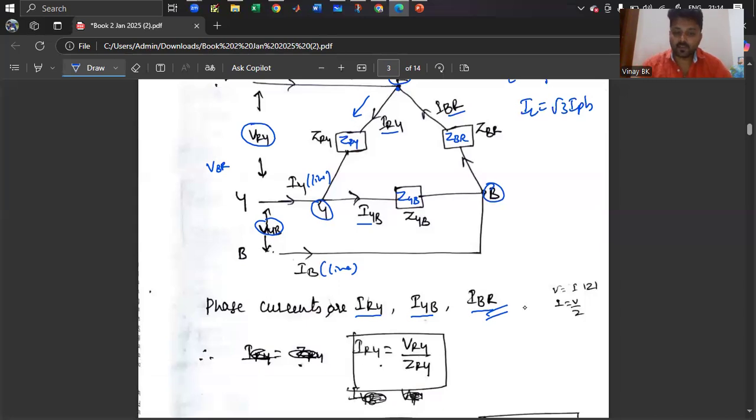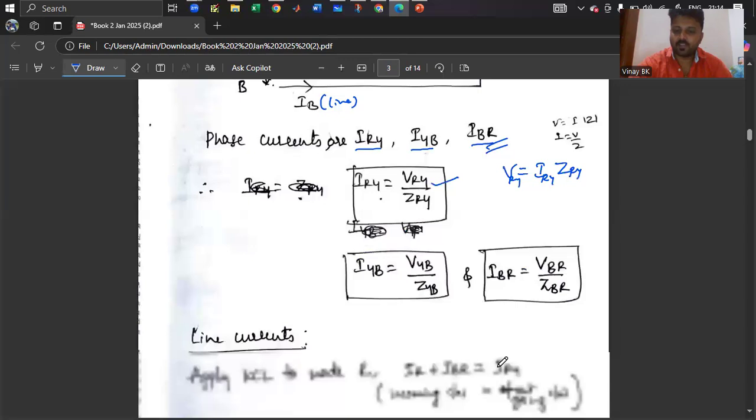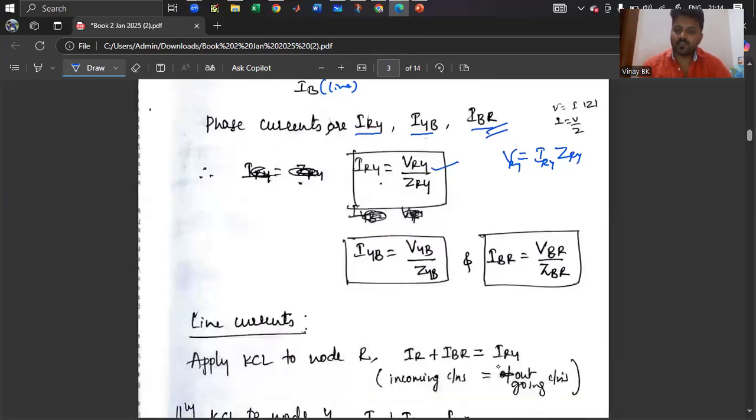So how do we write IRY now? Just simple. You know that V equals I into Z. IRY is given by VRY divided by ZRY. Similarly, IYB is VYB divided by ZYB. IBR is nothing but VBR divided by ZBR. These are the phase currents. You need to calculate the phase currents with the help of these.